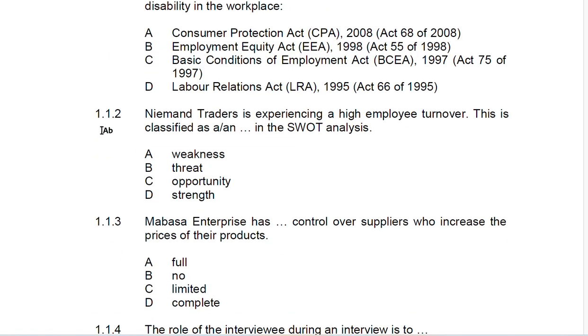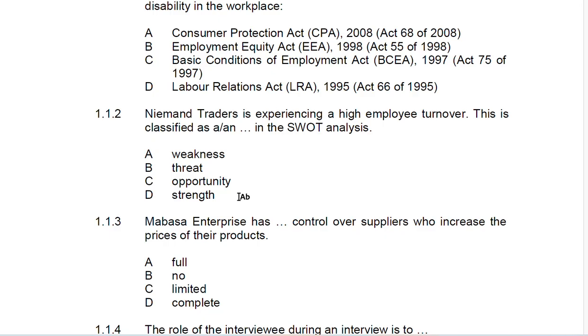Our next question is 1.1.2. They're saying Naimed Traders is experiencing high employee turnover. This is classified as a what in the SWOT analysis? And we're provided the answers. The first one is weakness, which is A. B is threat. C is opportunity. And D is strength. So this is happening internally. The issue of employee turnover is happening internally inside the business.